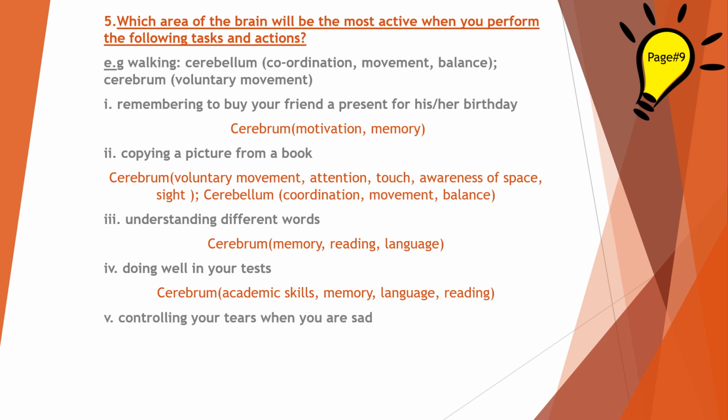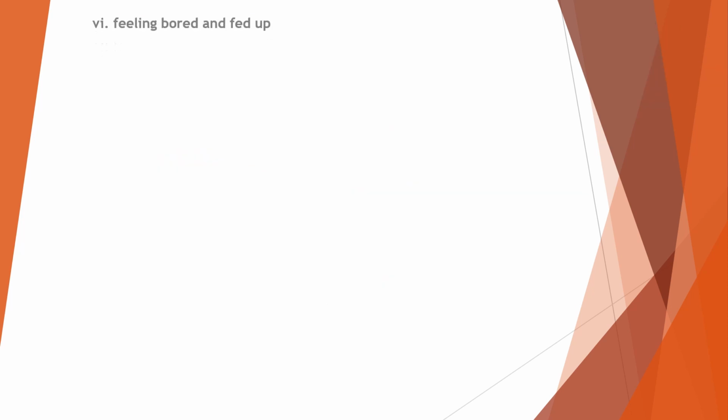The fifth action is controlling your tears when you are sad. During this action, your cerebrum and cerebellum will be the most active parts. Cerebrum is active because this action involves emotion, and cerebellum is active because this action involves coordination as well. The sixth action is feeling bored and fed up. This action is related to your attention, and cerebrum is the most active part when you are feeling bored and fed up.